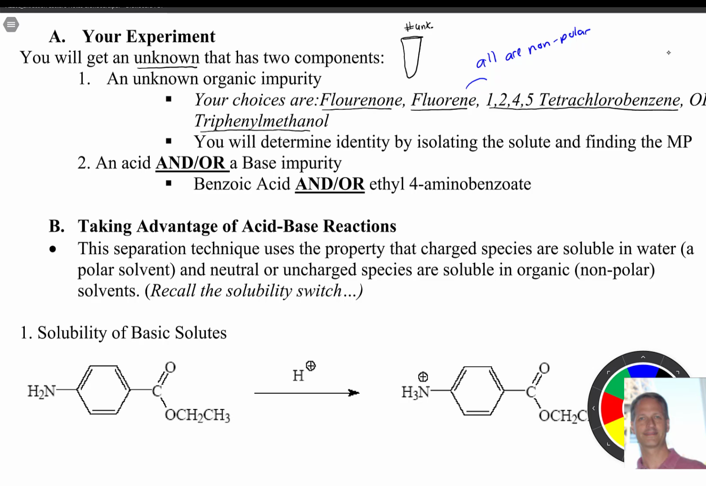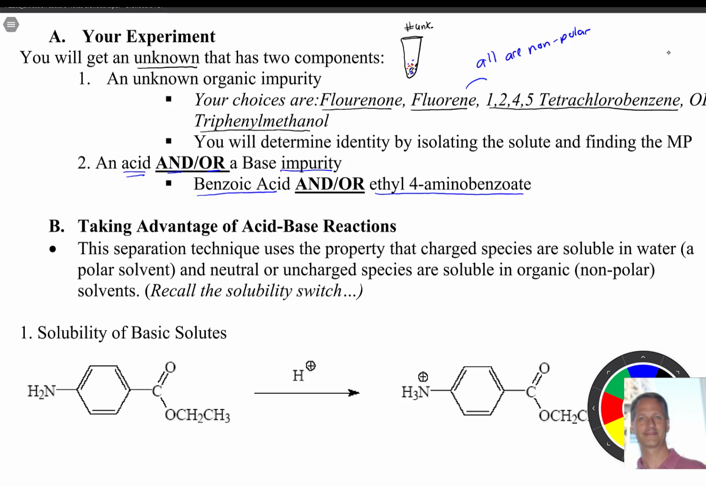Now, down here you have your unknown. In addition to that, we're going to scoop in an impurity. It could be an acid and/or a base. The impurities are benzoic acid or ethyl 4-aminobenzoate. So I'm going to use red for one of them and then blue for the other. Mix them up a little bit here too. So they're all mixed up.